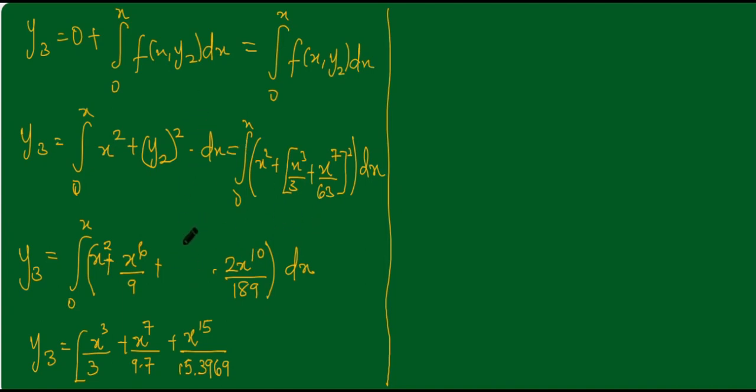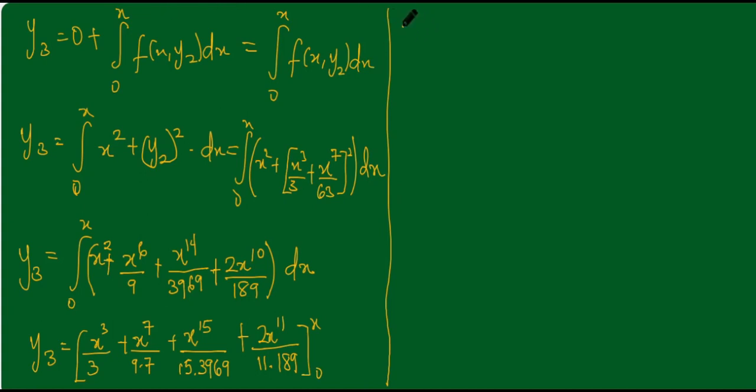So I have x raised to power 14 divided by 3,969, then plus 2x raised to power 10 divided by 89. So the last time we now have plus 2x raised to power 11 divided by 11 multiplied by 189, all within the limit 0 and x.